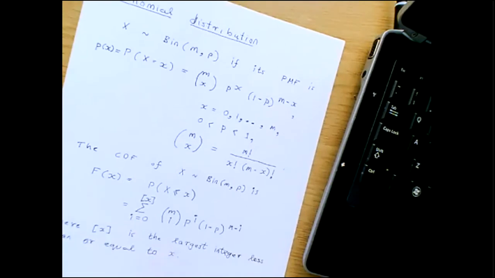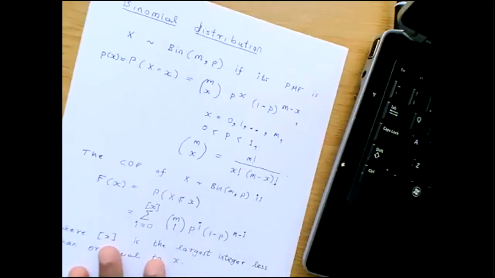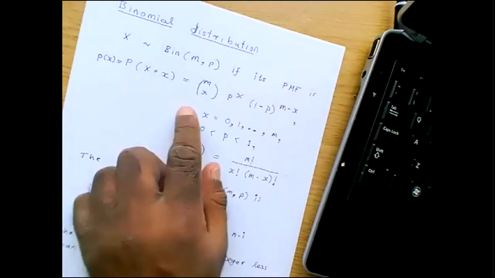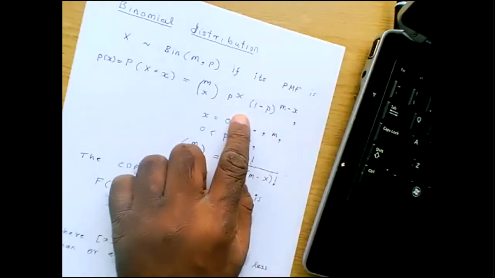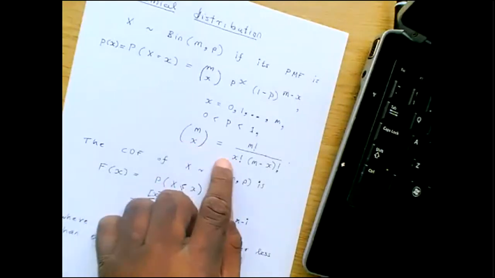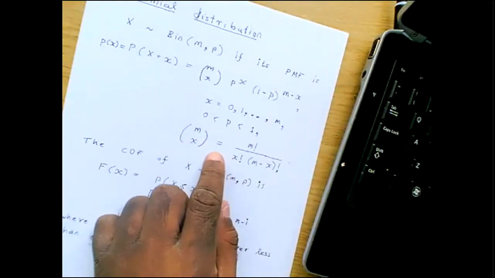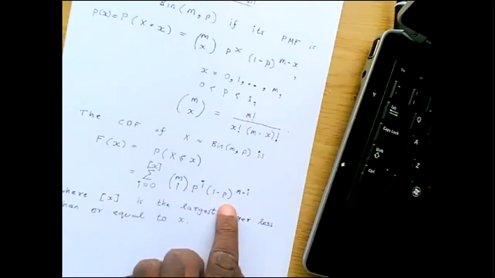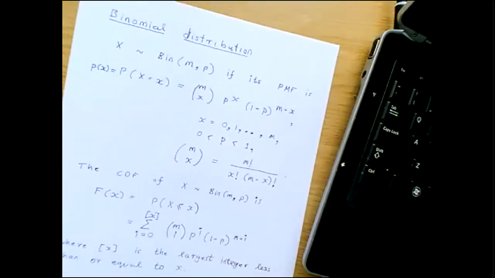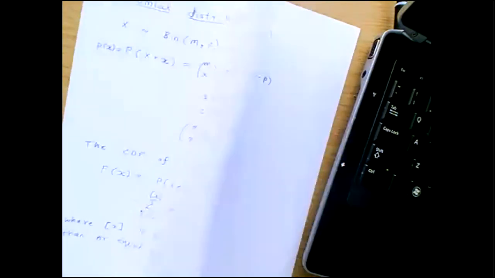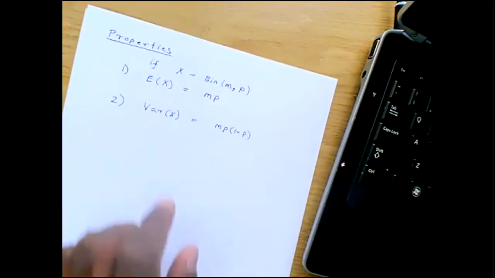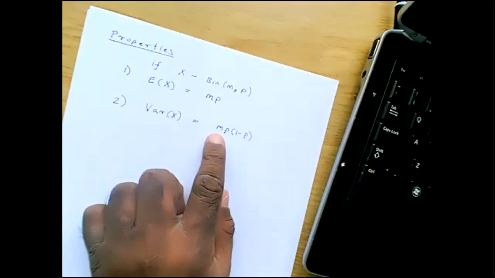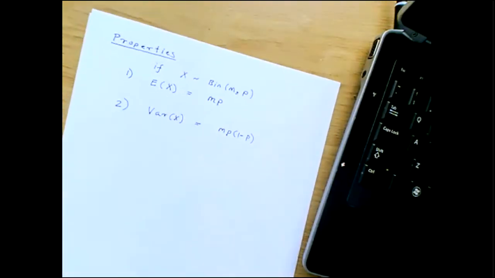Right, the final thing is about the binomial distribution. The binomial distribution has the PMF given by this formula here, right? I'm sure you're familiar with this. So this is the PMF, and the CDF of a binomial is given by this expression here, right? And two properties, which I'm sure you're familiar with: the expectation is m times p. The variance is mp times 1 minus p.